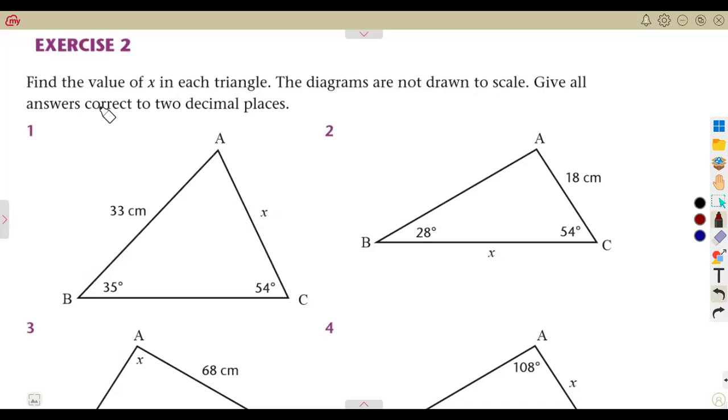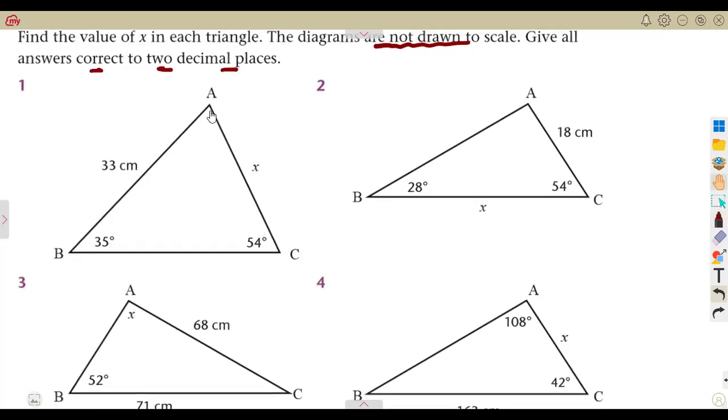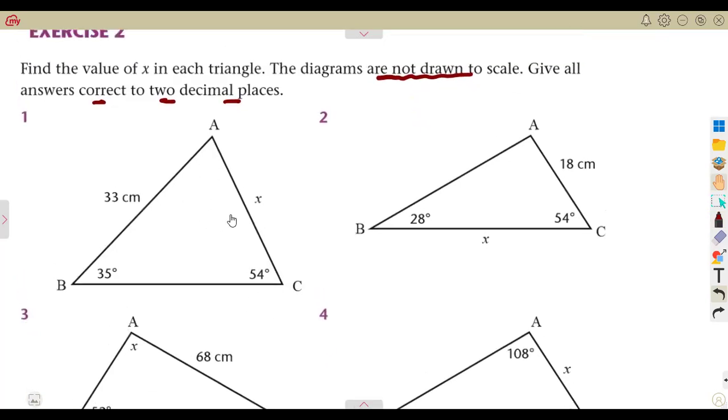Exercise 2 that you are given, find the value of x in each triangle. The diagrams are not drawn to scale. Give all answers correct to 2 decimal places, as we are told that these diagrams are not drawn to scale. So you do not measure these. You have to calculate. Find these values of x. You must calculate whatever that you are given.